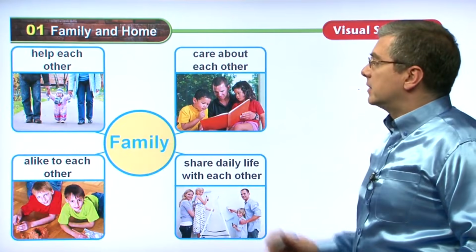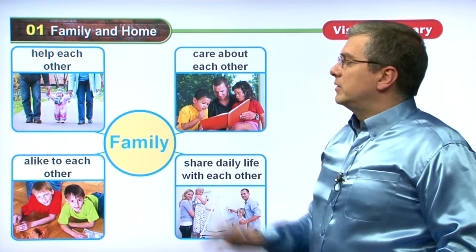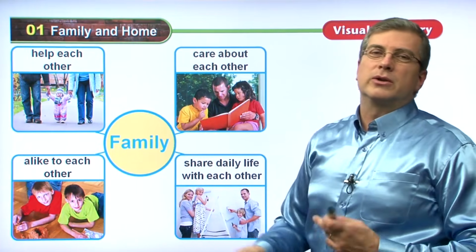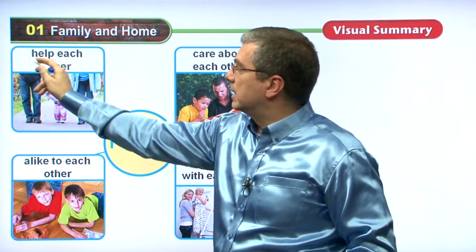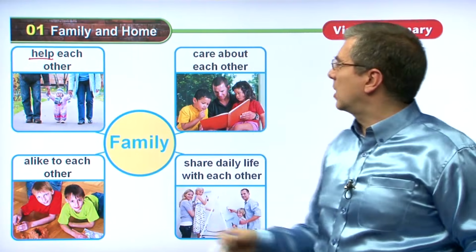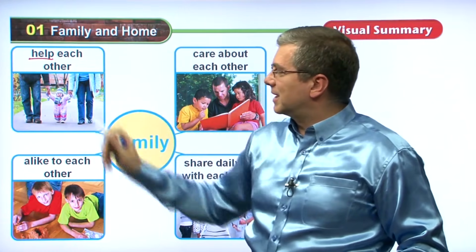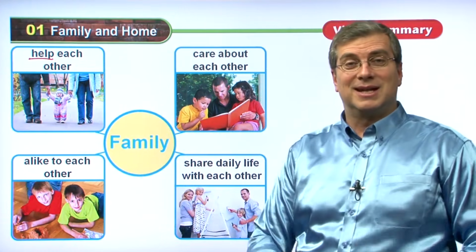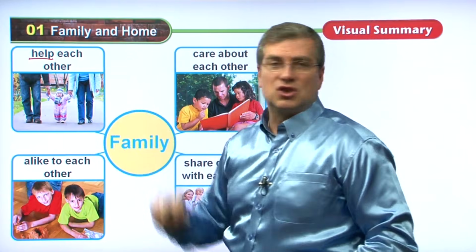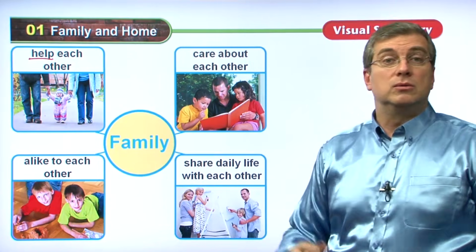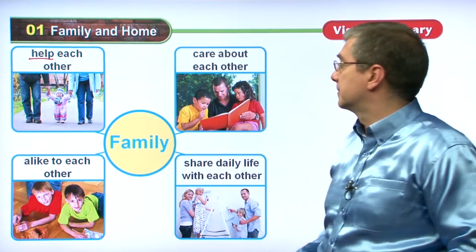Okay, so let's talk about family. We have our chart here for family. What do families do? What are characteristics about families? So one thing that families do is they help each other. And that's part of taking care of each other, right? They help each other. So they help the little kid to walk, right? They help the kid to walk. They help the kids to go somewhere. Mom and dad teach the children how to do things. Very important. They help kids do things.